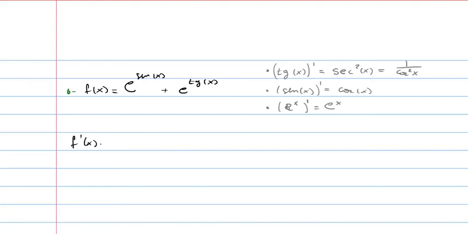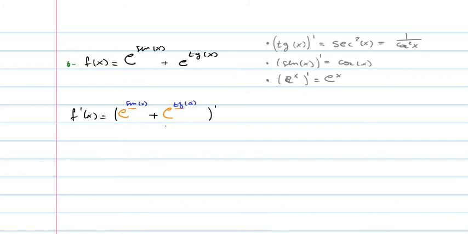So f prime of x is going to be the derivative of, and here we have a composition of functions, e to the sine of x plus e to the tangent of x. So how do we differentiate this? Well, we use the chain rule again. So for the first term, we're going to have the derivative of e. We said it was e to the x, it doesn't change.